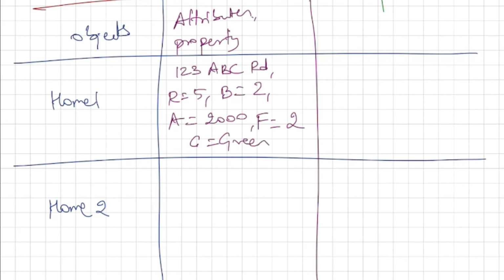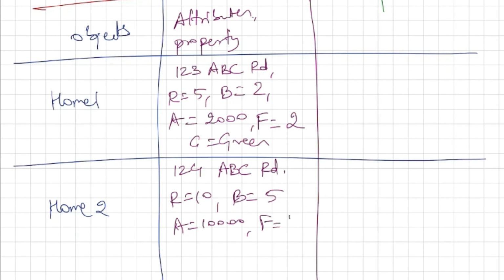And then there's another home. You can have a different address, definitely ABC Road, and then rooms can be 10, bath can be 5, area can be 10,000, floor can be 5, and color can be brown.